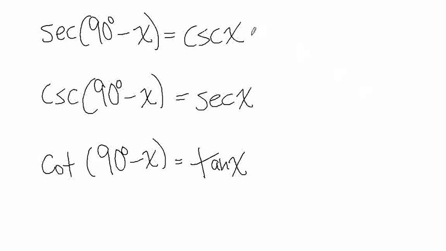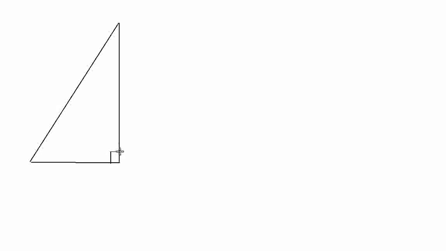Okay, let's now apply these identities. So let me draw a triangle and then we'll continue. Suppose we had the 30, 60, 90 right triangle with the following corresponding side lengths.